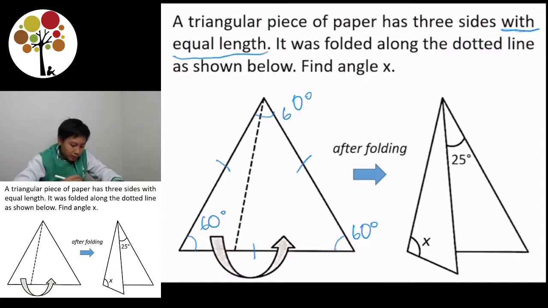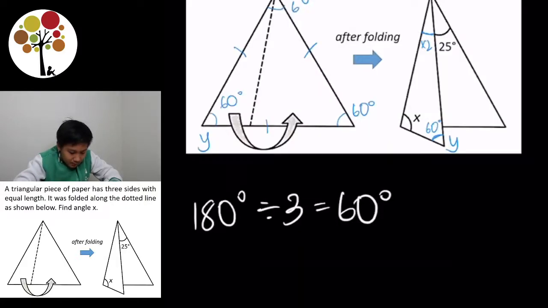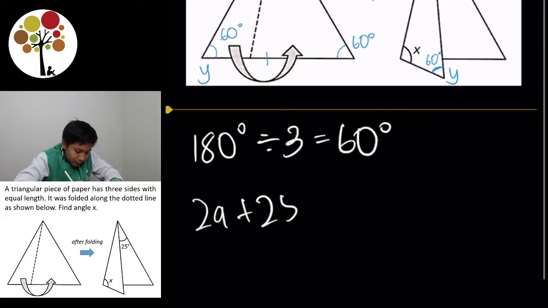So I'm just going to label this angle here at the left side Y, for example. When it is folded, this angle here is actually Y, which means that this is 60 degrees. And since this is folded, two times this angle, which I'll label as A, plus 25 degrees is equal to 60 degrees, because that is the top corner here, which I'll also label as B. So the equation is 2A plus 25 degrees is equal to B, which is equal to 60 degrees.